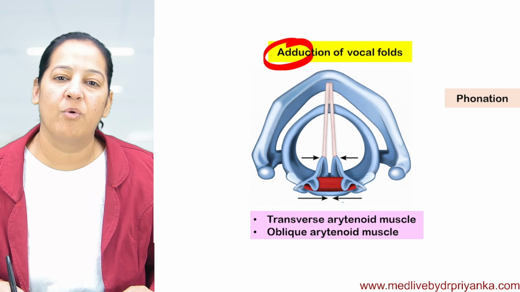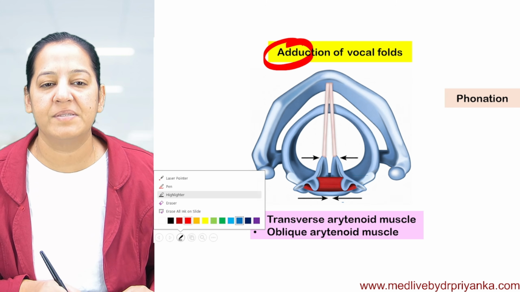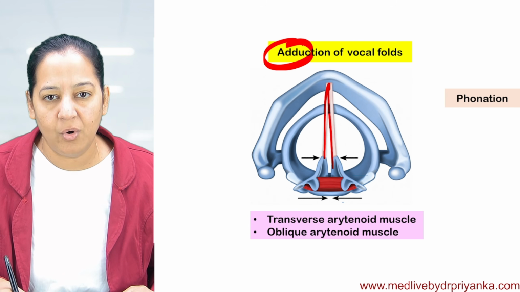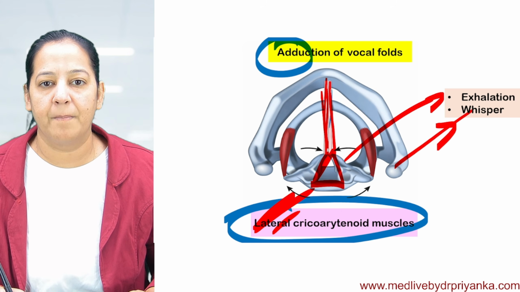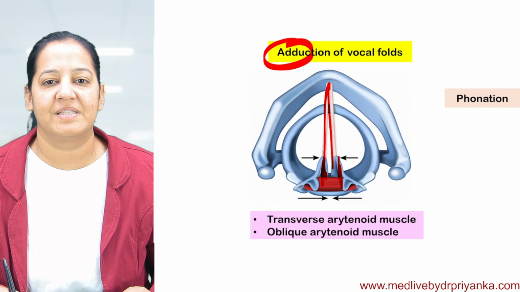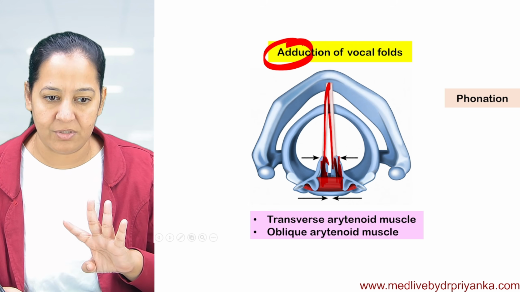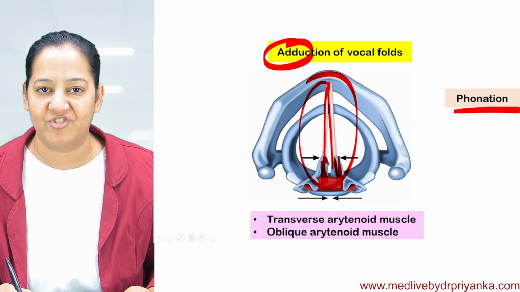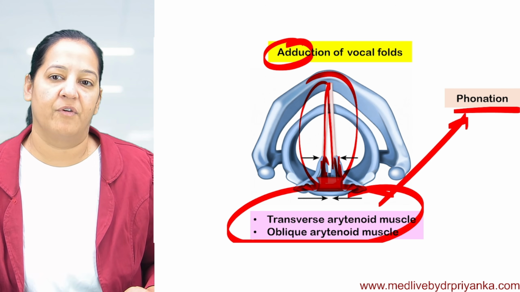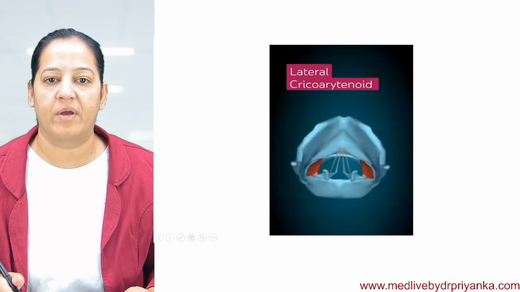Okay, they bring the vocal cords completely close to each other. Now see, you can see the two vocal cords are close and the space between the arytenoids is also gone. Now compare the space here and compare the space here. The space between the two vocal cords is also gone. So it's complete closure, and it is required for phonation. These two muscles are the main muscles for phonation, while we are talking and speaking.